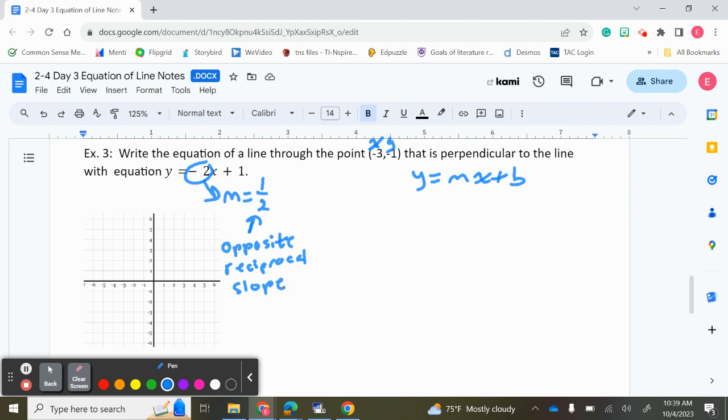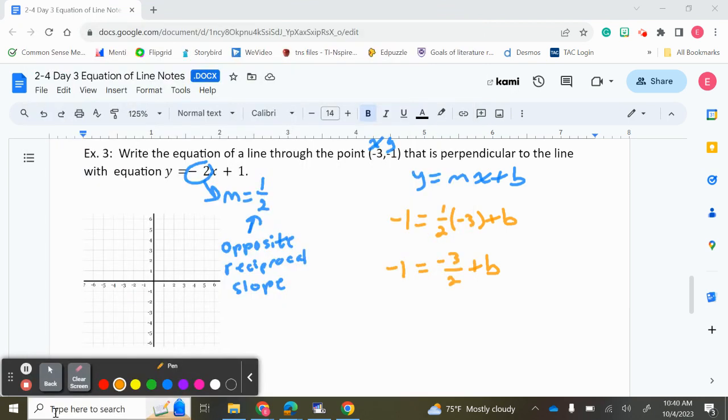So now I'm going to take these and I'm going to substitute them in. So here I'm going to have negative 1 equals 1/2 times negative 3 plus b. This will leave me with negative 1 equals negative 3 over 2 plus b. Now this is where your calculators are going to help out a lot. So why don't you take those out? And I'm going to show you how to add, subtract, multiply, and divide fractions on here.